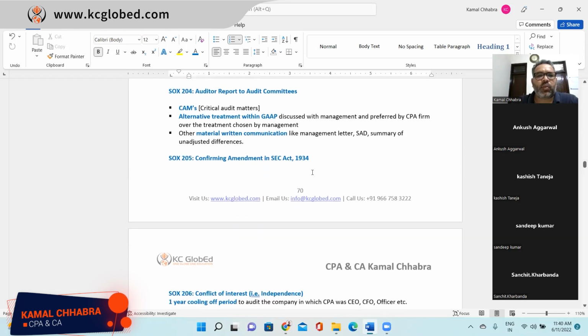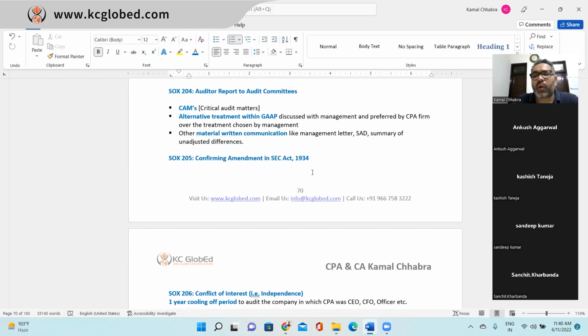Next is SOX 204, auditor report to audit committee. So whom does the auditor report to for the listed company? The audit committee. And for a non-listed company, whom do they report to? Board of directors, or those charged with governance, right? And what all things are mandatorily required in the audit report?